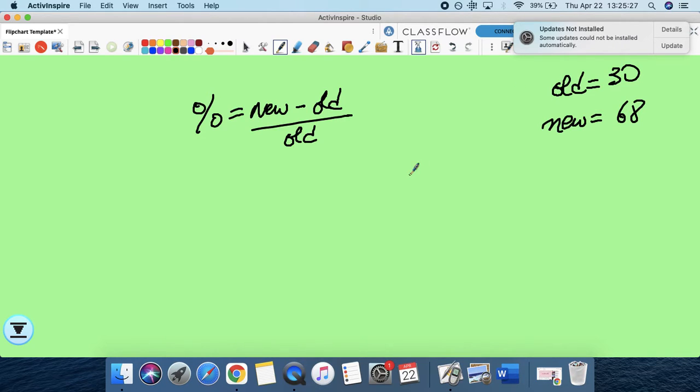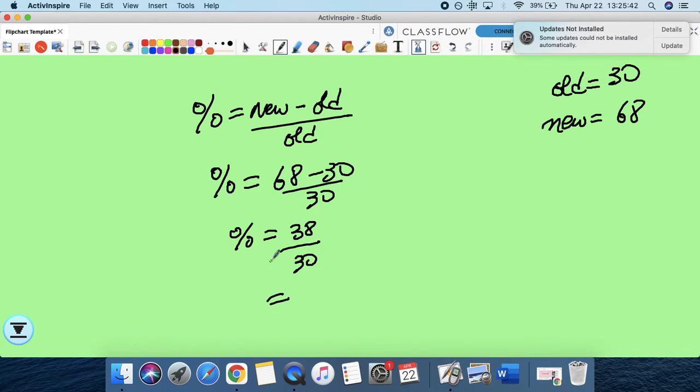Well, he definitely got better, right? By what percent? So that's what we're looking for. So new, 68. Old, 30. Divide by 30. So just put that in your calculator. 68 minus 30 is 38 sobre 30. Dividing. 38 divided by 30.